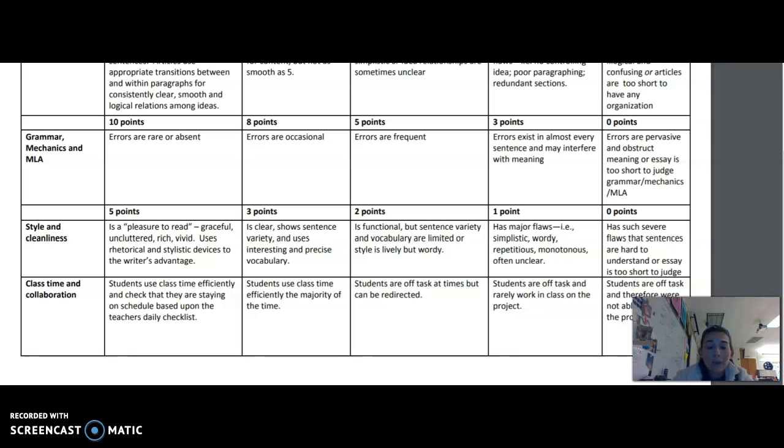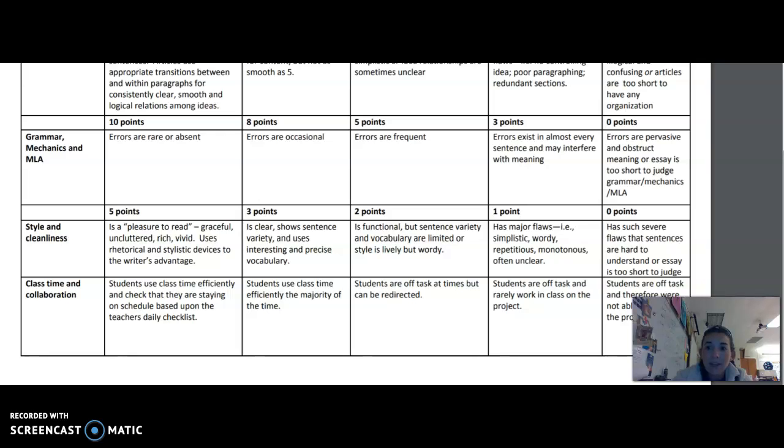For class time and collaboration, the max is 5 points, and to achieve the 5 points, students use class time effectively and check that they are staying on schedule based upon the teacher's daily checklist. And that's how you achieve the maximum 5 points. As you know, at the bottom of the directions, it does say that 2 days prior to the due date for your project, I will be checking your rough draft. That goes into your class time and collaboration. Every day I'll be checking to make sure that you are meeting the checklist that we have assigned for your project, but I will also be checking it for that 2-day prior rough draft check.